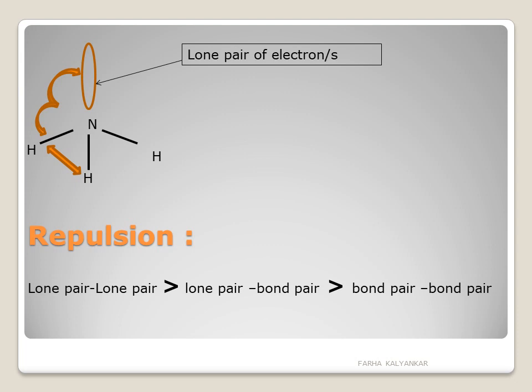Similar goes with the structure of the water molecule. In the water molecule, I have oxygen which is covalently bonded to two hydrogen atoms. It also has two lone pairs of electrons. As lone pair repulsion is maximum, you can see the extent to which the lone pairs in oxygen are being repelled.